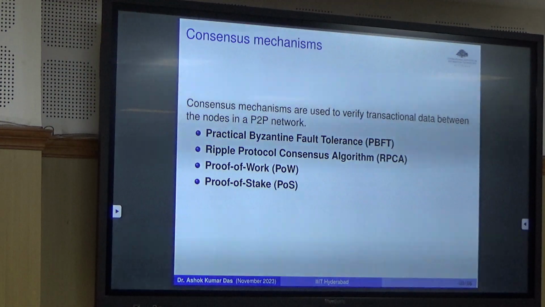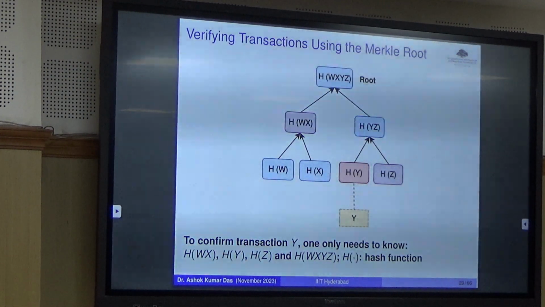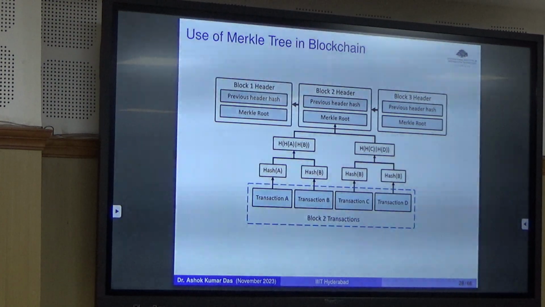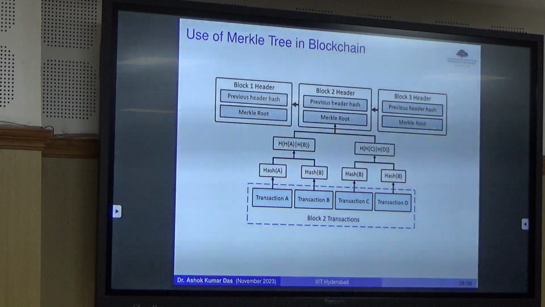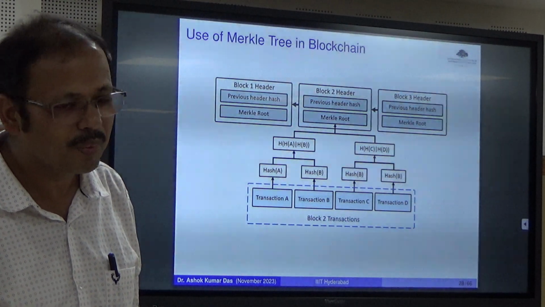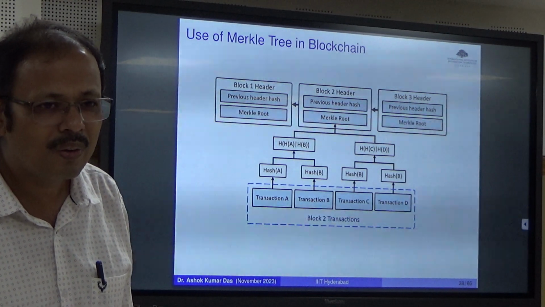Go to 28, sir. 28. One more batch. Previous, right? Yes. Here are transaction A, transaction B, transaction C, and transaction D, stored in Block 2. So can we store 4 transactions in a single block, sir?